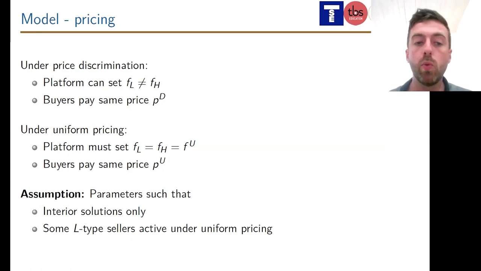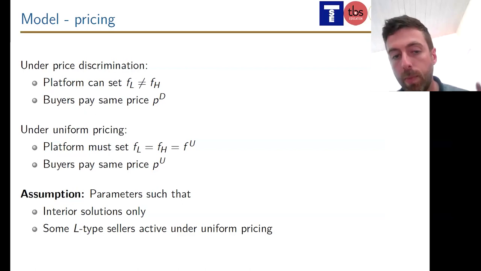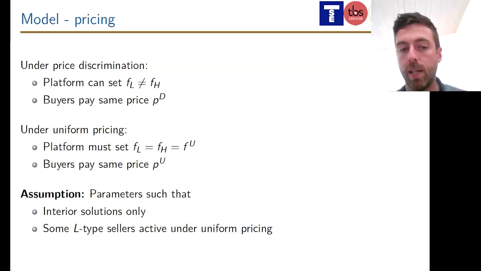And we're going to assume that the parameters are such that we always have interior solutions, right? So we're going to avoid dealing with the corner solutions. We discussed that in the paper. And also, importantly, we're going to focus on the region where, even under uniform pricing, you would have some L-type sellers who would be active in the market. So we're going to assume away the scenario where price discrimination allows the platform to serve a new market, to serve the low types. We're going to assume that some of them can be served even under uniform pricing.